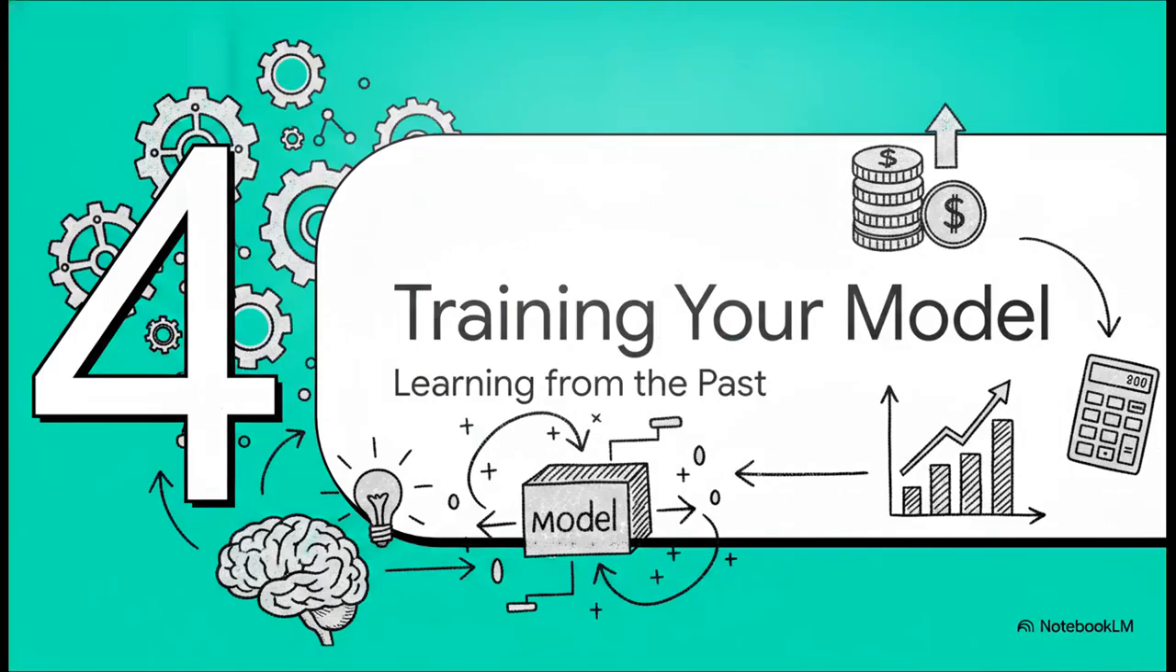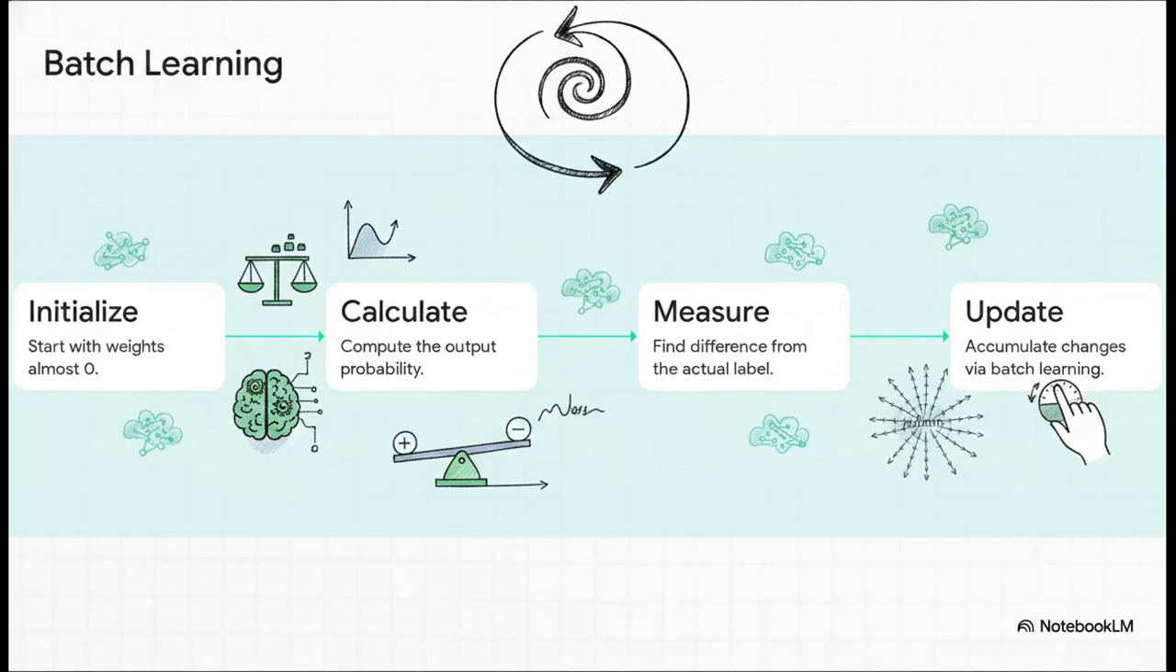All right, so we get the math of how it predicts, but how does the model actually figure out the right mathematical weights to apply to someone's income or savings in the first place? Like, how does it learn? Well, it learns through an iterative process, commonly utilizing something called batch learning.